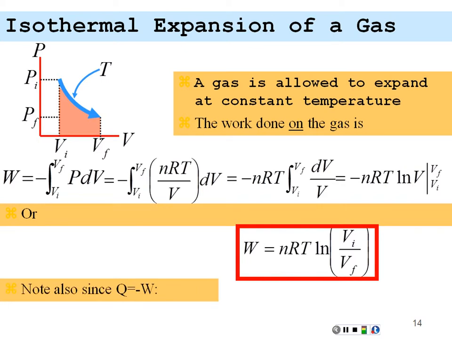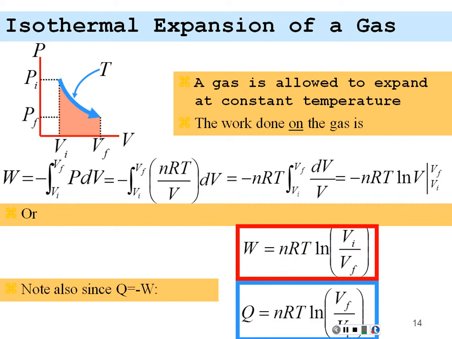Since the heat added to the system is the negative of the work done, the Q added to the system is nRT, natural log of the final volume over the initial volume, because we reverse those again to introduce the negative sign.